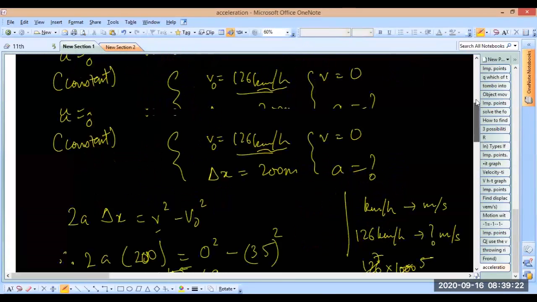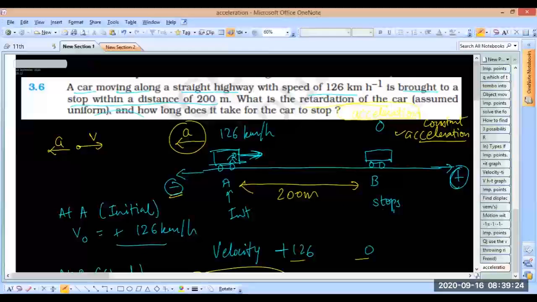See, let's continue now. What is retardation? No, Nandini, it's wrong. See, that's why I said don't try retardation, my dear friends, because most of you don't know what is retardation. It's okay. Most people learn it wrong from 9th standard. Okay, negative acceleration is not retardation.